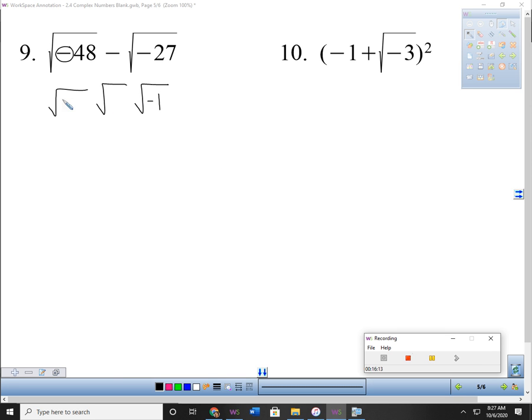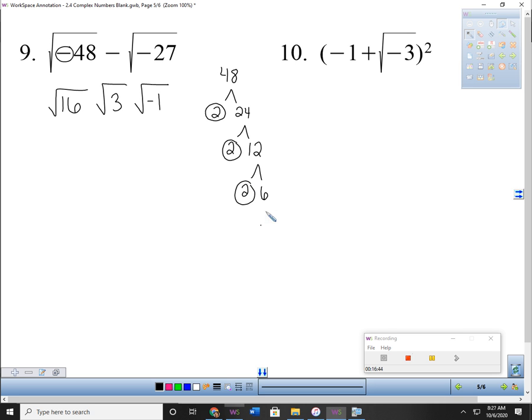It's 16 and 3. 16 is a perfect square, and 3 is a prime number. But there's a way to get to that without trying to guess. If you do a factor tree, 48, so that would be 2 times 24. 2 is prime. 24 is 2 times 12. 2 is prime. 12 is 2 times 6. 6 is 2 times 3, and both of those are prime. So if I wrote this, it would be 1, 2, 3, 4. So I have 4 of the 2's, and then I have a 3, right?